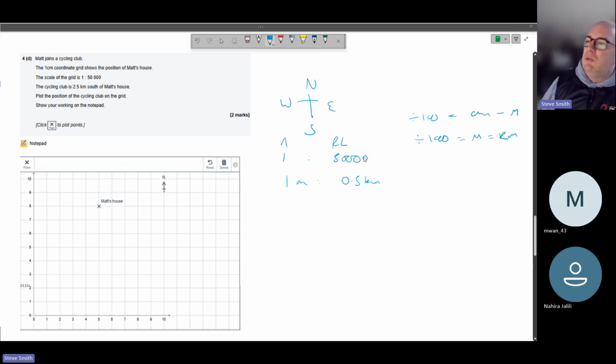So we now know that every 1 centimeter is 0.5 kilometers. It's 2.5 kilometers south: half a kilometer, 1 kilometer, 1.5, 2, 2.5. And where is that? That's the cycling club. Does it say label it? It doesn't say label it, so I didn't need to write cycling club on there, but I just put an X marks the spot. It's 2 marks for X marks the spot: 1 for working out your scale and 1 for putting the X in the right place.